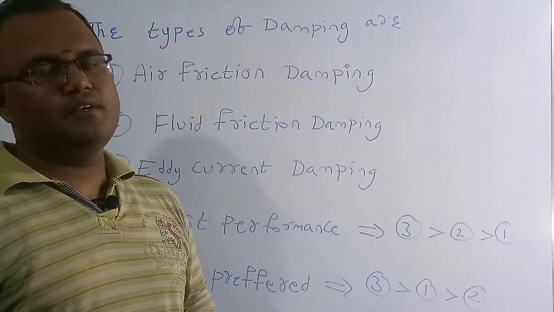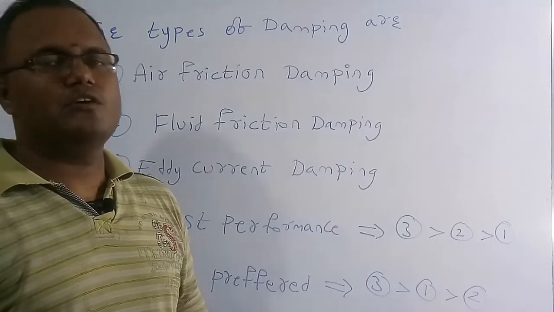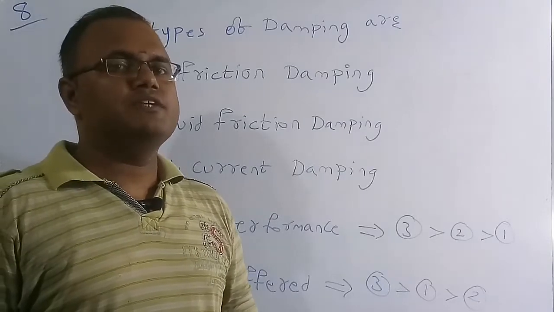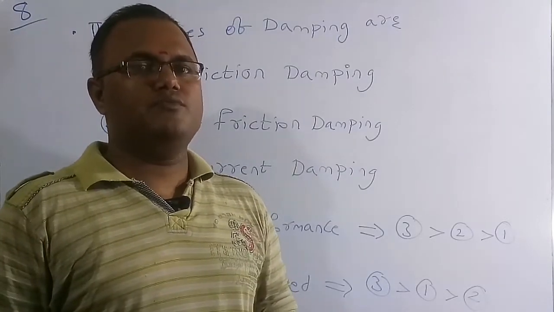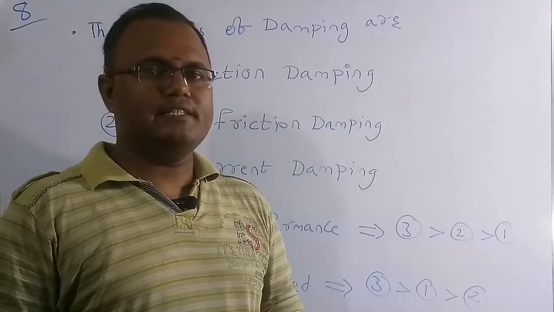Now we'll discuss something more about this damping. Basically, why are dampings used in the electrical measuring instruments? Because at steady state the deflection torque and the controlling torque are both equal, so the pointer will be at rest.